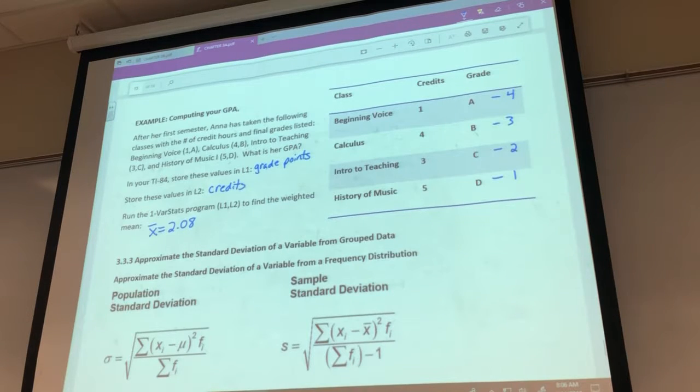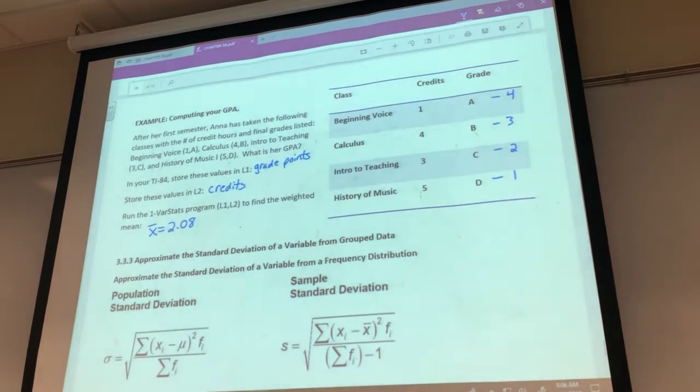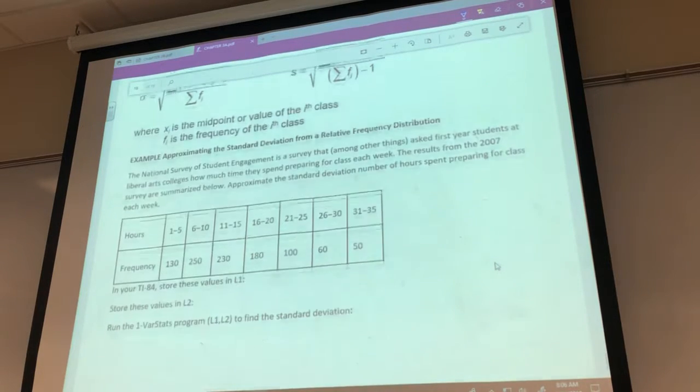And if you just did the 1-Var Stats program and you forgot to put the L2, it would have come out to 2.5. So you can see this GPA is a little bit less than that, and that's because of how this is structured. See, she's got a D in history of music. That's the class with the most credit, so that D kind of brings it down quite a bit because this 5 is so big. So just take that into consideration. Just remember, when you do these ones, you have to do L1, comma L2 in your calculator.